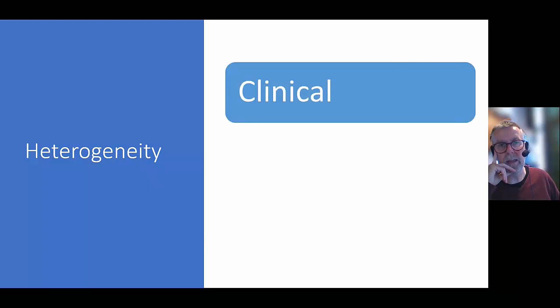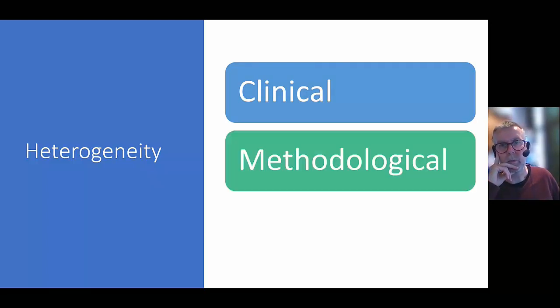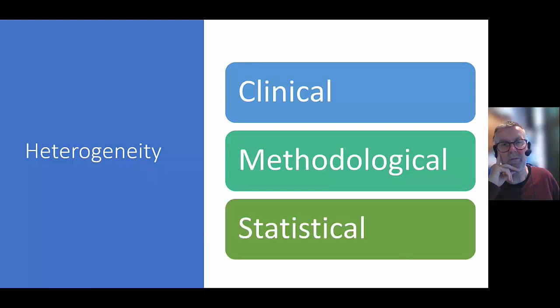We have clinical heterogeneity, which arises from the variability in interventions, participant characteristics and outcomes. We could also have methodological heterogeneity, which arises from the variability in the quality and design of the trials. And finally, we have statistical heterogeneity, which arises from the variability between the results of the papers under consideration, i.e. is this variability more than would be expected due to chance alone?